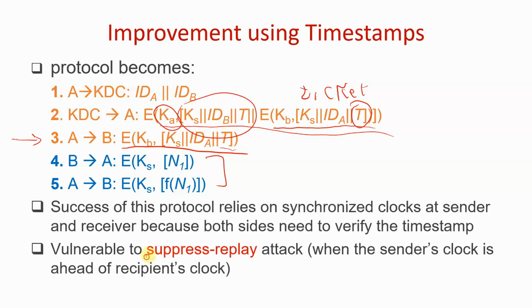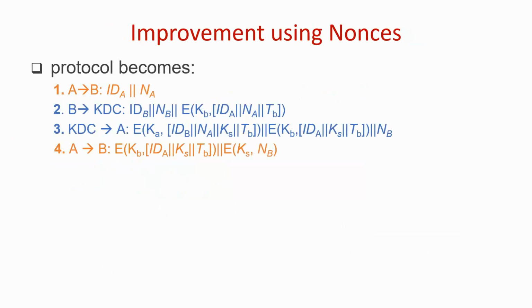And this attack is called the suppress replay attack, and it happens when the sender's clock is ahead of the recipient's clock due to normal drifting of clocks, and this is basically the issue with timestamps. The other improvement is using nonces, and the protocol is a little bit different in this case.